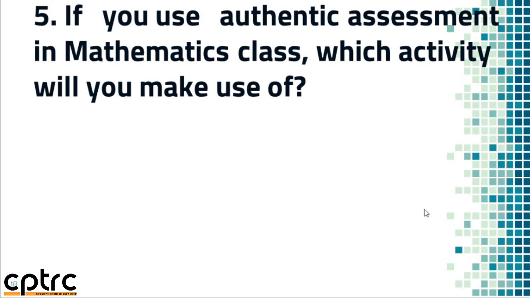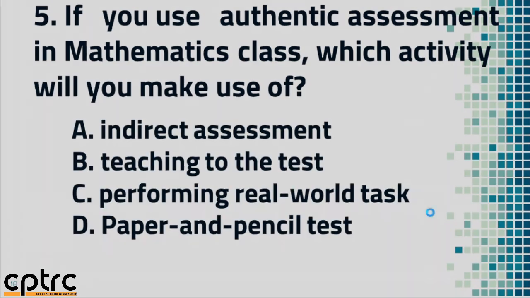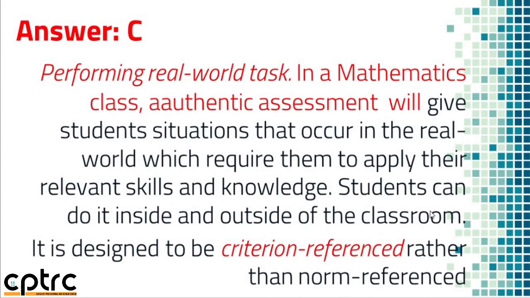If you use authentic assessment in mathematics class, which activity will you make use of? So the correct answer is letter C. In mathematics class, authentic assessment will give the students situations that occur in the real world, which require them to apply their relevant skills and knowledge. So usually students can perform tasks in the real world, and students also can do it inside and outside of the classroom. And we all know that authentic assessment is designed to be using the criterion reference evaluation rather than the norm reference evaluation, because in authentic assessment students have to achieve the preset and predefined task.